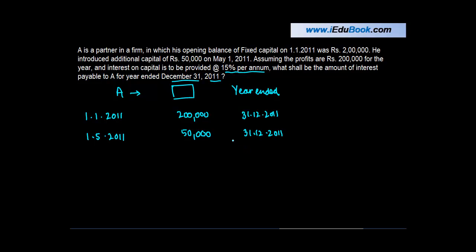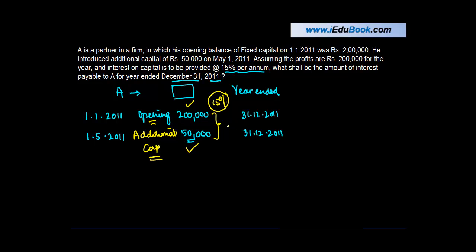31/12/2011. So basically what is happening here is you have opening capital, and the capital which is introduced during the year is known as additional capital. So you have an opening balance of capital account and an additional capital account, and you know the rate of interest is 15%. You are asked to find out how much interest on capital is to be provided. Now, one of the things you should know is that interest on capital is provided both on the opening balance as well as the additional balance, subject of course to the profits during the year and the terms of the partnership deed.